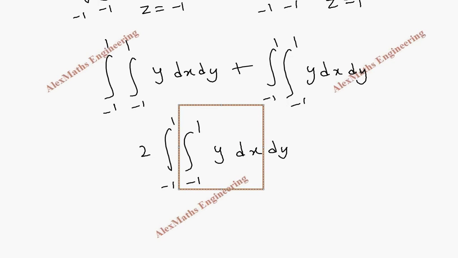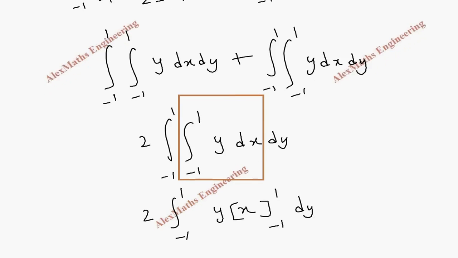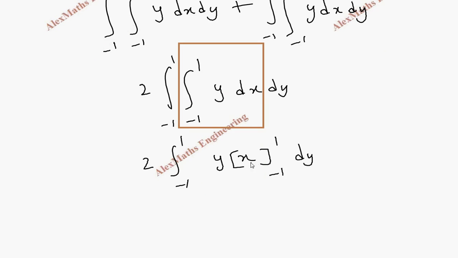So it means y is a constant. So 2 integral from minus 1 to 1, and this will be y into x, and we have to substitute the limit, which is from minus 1 to 1. Then we are left with dy. So when I use the limit 1 minus of minus 1, plus 1, it will become 2y, then from minus 1 to 1, and there is a 2 outside. This is with respect to y.